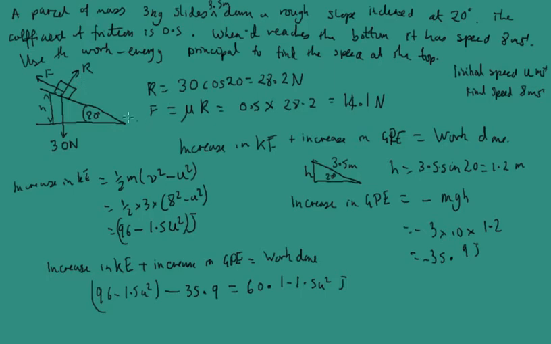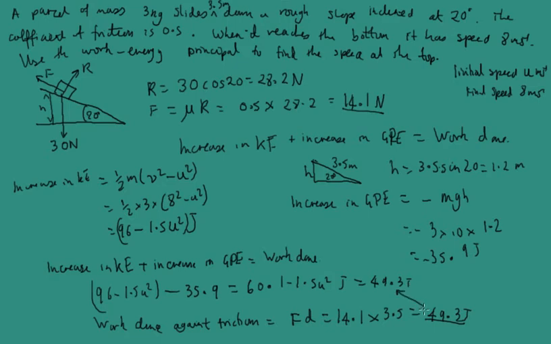Now, the only force acting is going to be work done against friction, so the work done against friction is the force of friction times the distance. So the frictional force we've got up here was 14.1, and it travels 3.5 meters, so that gives us 49.3 joules. Hence, this must equal 39.3 joules. If we work all that out, we'll get an initial speed of u equals 8.54 meters per second.